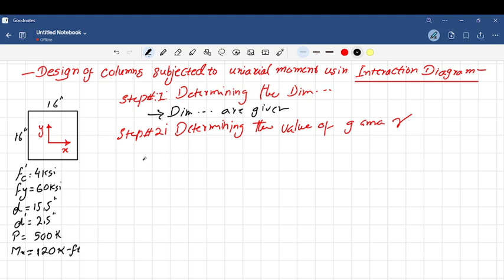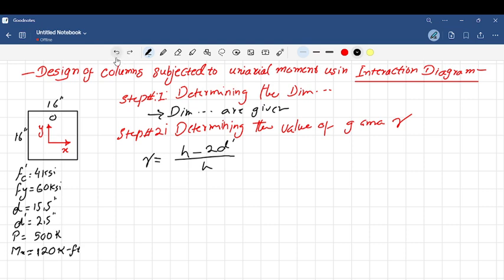We have an equation for gamma. Gamma equals h minus 2d prime divided by h. h is the longer side of the cross section, and d prime is, as you know, the distance from the centroid of the steel reinforcement to the extreme fiber, either in tension or in compression. Since we are going to place the reinforcement in two positions, the top and bottom layers, this distance from the centroid to the extreme fiber is used here as d prime.